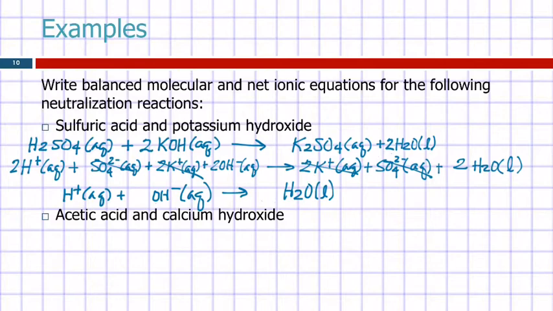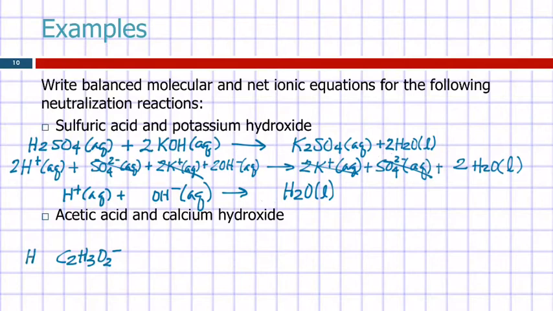Let's do acetic acid and calcium hydroxide. What's the formula for acetic acid? What does it come from? Acetate. So that comes from the acetate ion. So acetate is C2H3O2 minus. Why is that acetate? Because that's what we decided to call it, right?